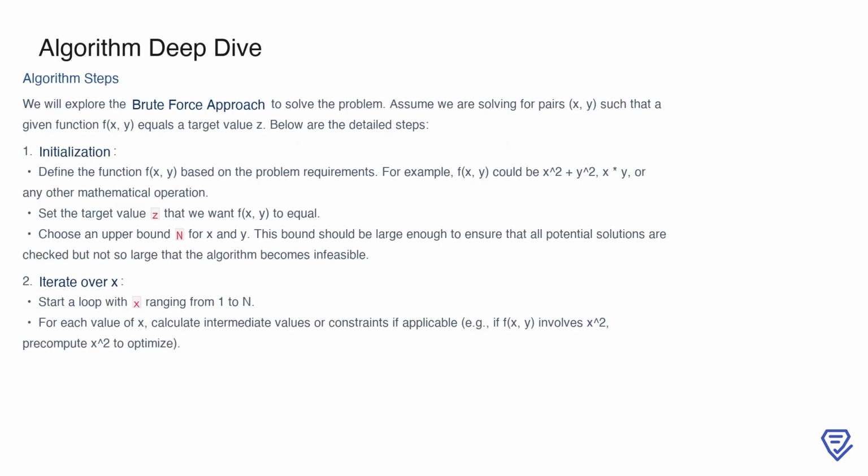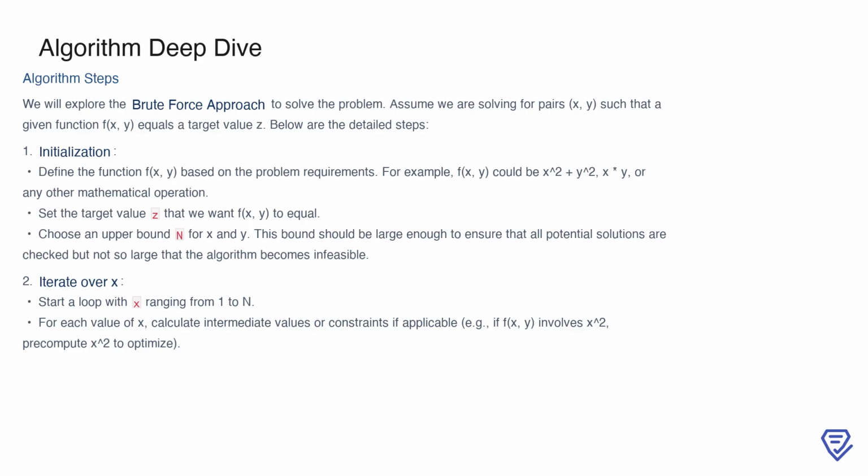To solve the problem of finding positive integer solutions for a given equation, we can start by exploring a brute force approach. This method systematically examines all possible pairs of integers, x and y, to identify those that satisfy the equation f(x, y) equals z.